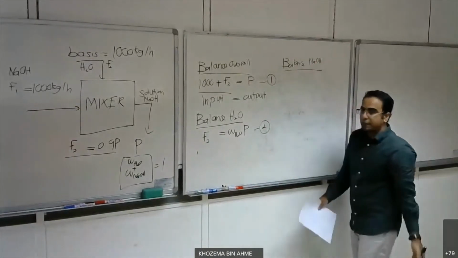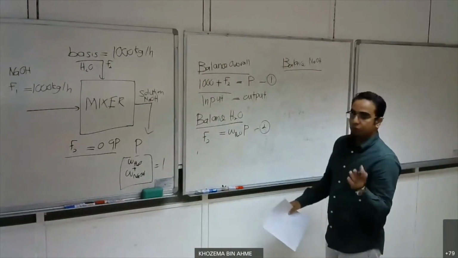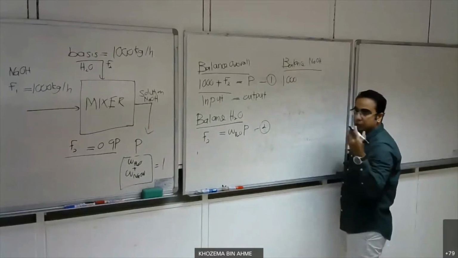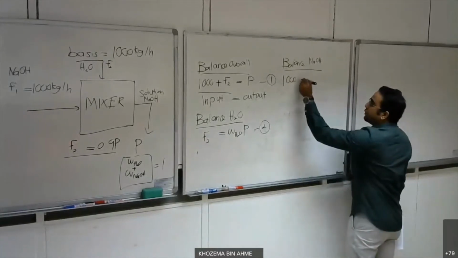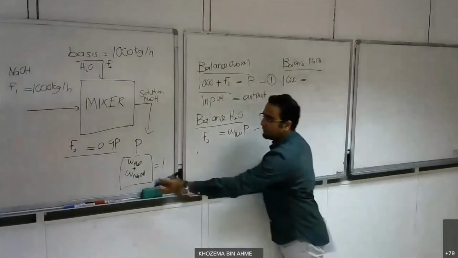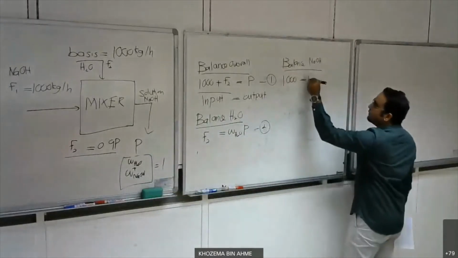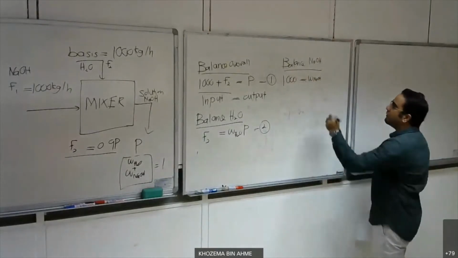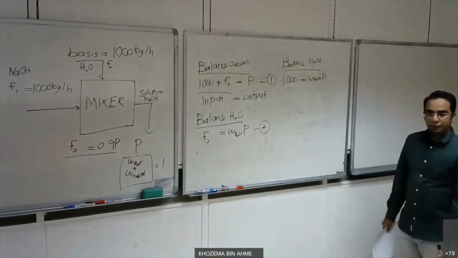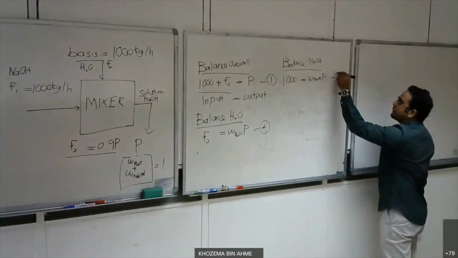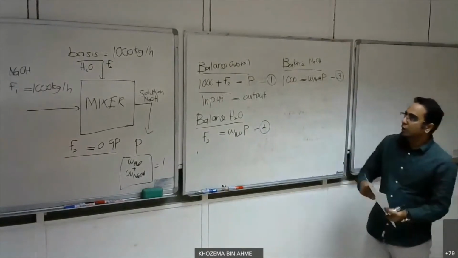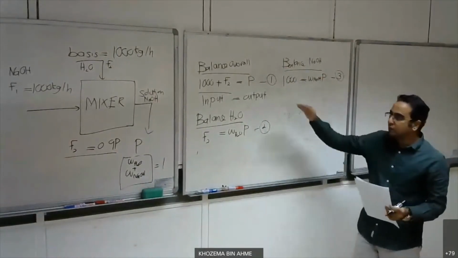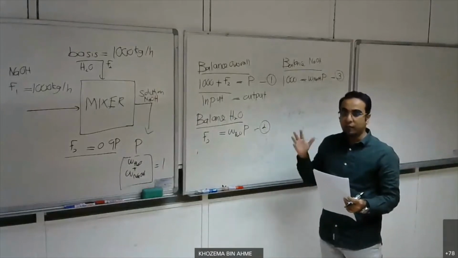So the same thing, I go back to my flowchart. I see that for NaOH, the 1,000 on the input side is equal to the mass fraction of NaOH, W NaOH, times my P. Ready? This is my third equation. So I can do a balance overall, a balance on H2O, and a balance on NaOH. These are the equations that we have to write in our step 1.